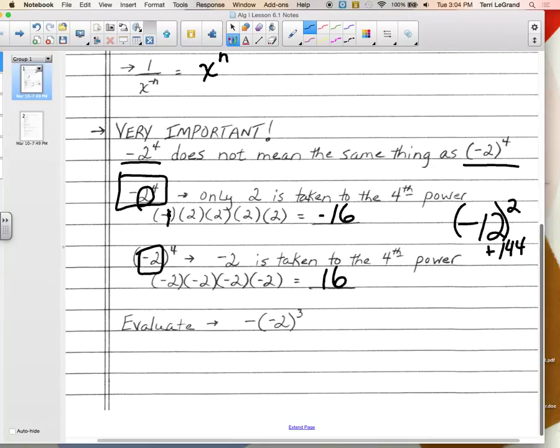Okay, try that last one on your own then. See what you get. Evaluate negative 2 to the 3rd power without your calculator.